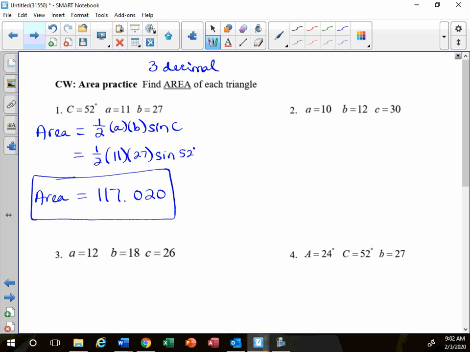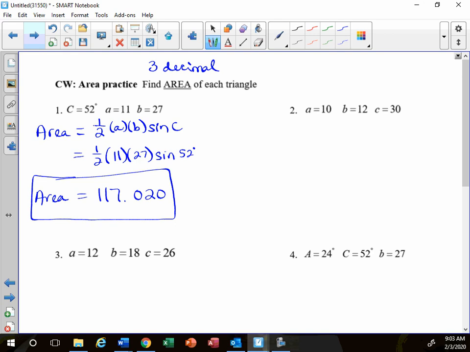Make sure you're in degree mode. Oh, did you just mix it? What'd you key in? Oh, okay. So that's where you go. Issues on 1? Pretty straightforward. Here are numbers. Plug them in. Okay, we can do that, right?